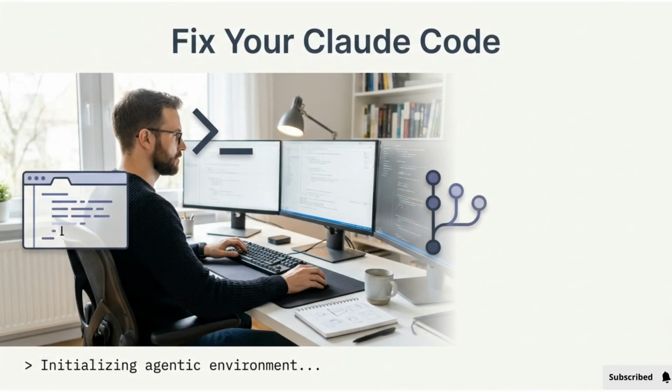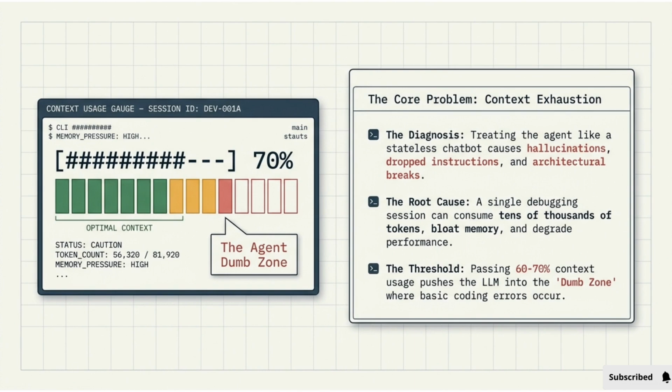Welcome to this video on how to efficiently fix your Claude code. We will explore methods to transform the AI from an unpredictable assistant into a highly effective engineering partner. The core problem is context exhaustion. Treating the agent like a stateless chatbot leads to hallucinations and dropped instructions. When context usage passes 60 to 70%, the LLM enters the agent dumb zone, where basic coding errors occur.